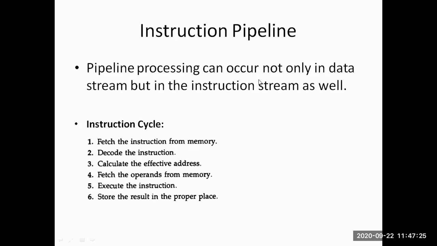So when a processor executes an instruction, it follows a cycle. It takes one instruction, performs certain steps, then takes another instruction and performs the same steps. This is called the instruction cycle. There are many phases in the instruction cycle. We generally classify them into 6 phases, 6 steps. So first of all, the processor will fetch an instruction from memory.